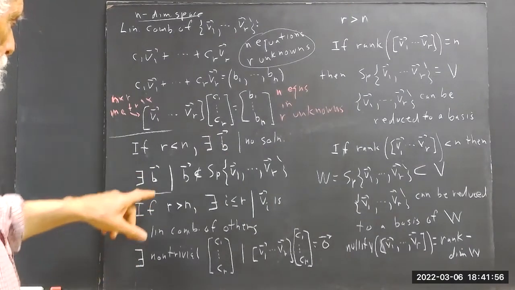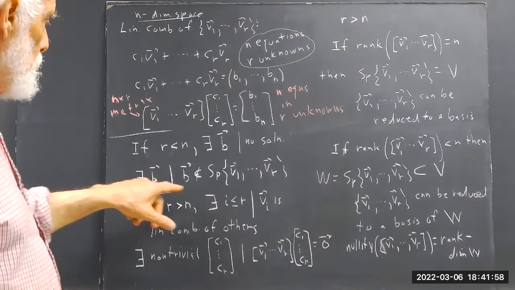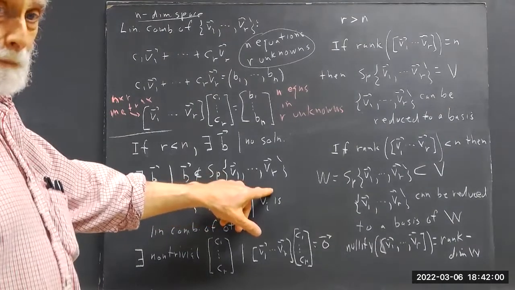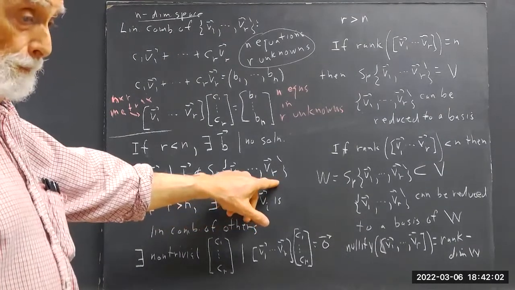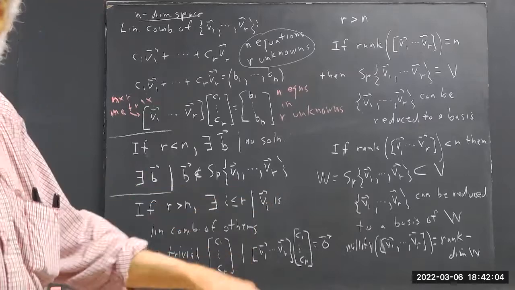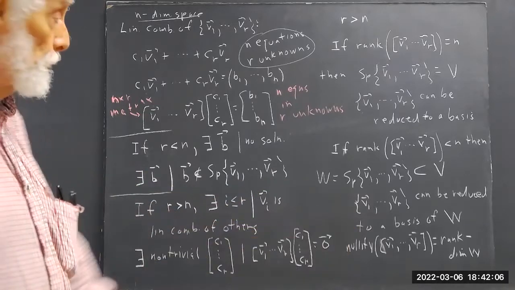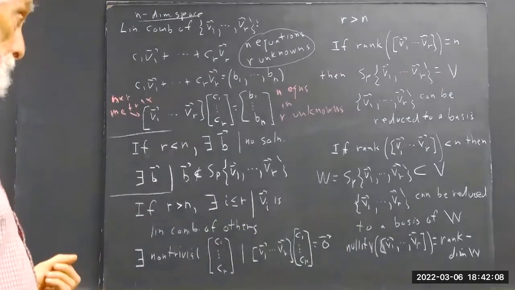Another way of saying it is there exist vectors B which aren't in the span of V1 through VR. There aren't enough vectors in the span to span the n-dimensional space. Again, if R is less than n.